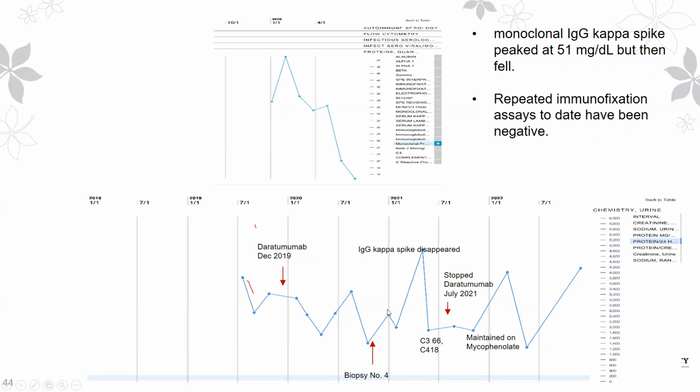So coming to our case, here we did biopsy number 4. The spike somehow disappeared, complement levels were improving. And so towards the end of 2021 or middle of 2021, daratumumab was stopped and the patient was maintained on just mycophenolate.